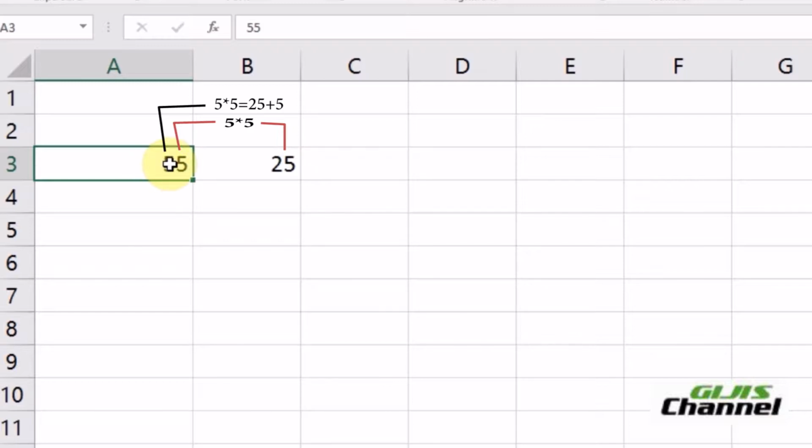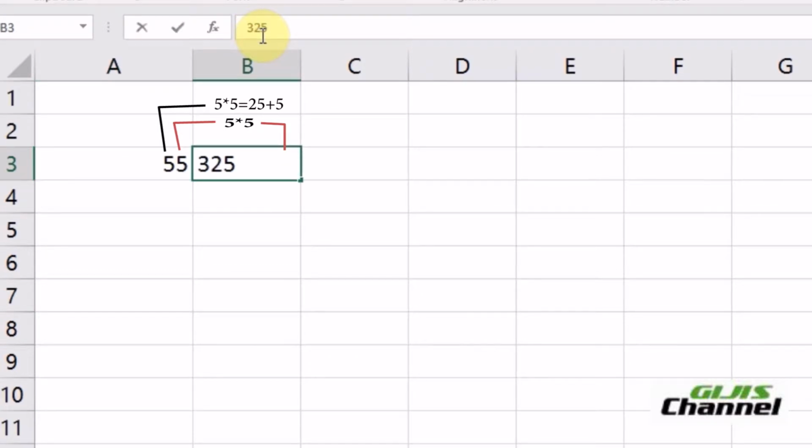Then add the answer to that number. So 25 is the answer that you got, and add the 5 on the left side. So the answer is 3025.